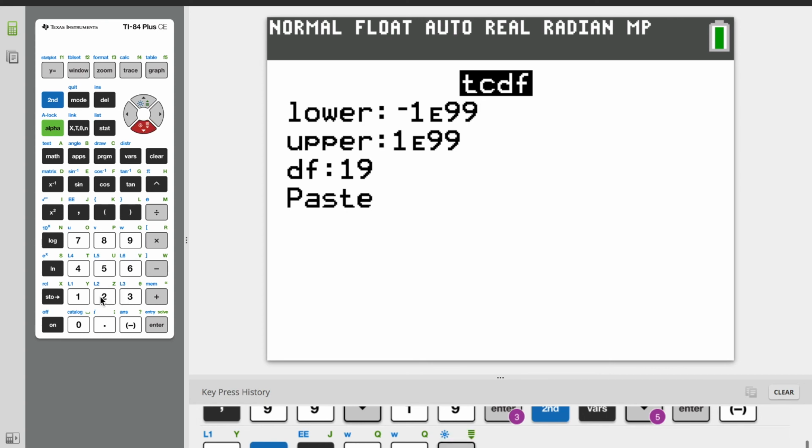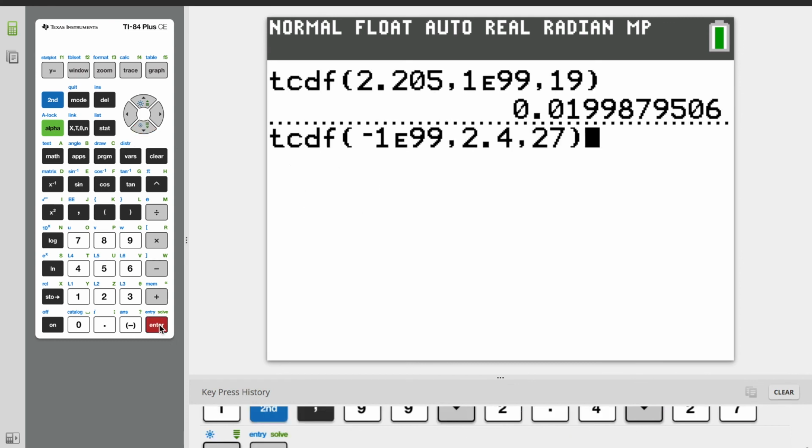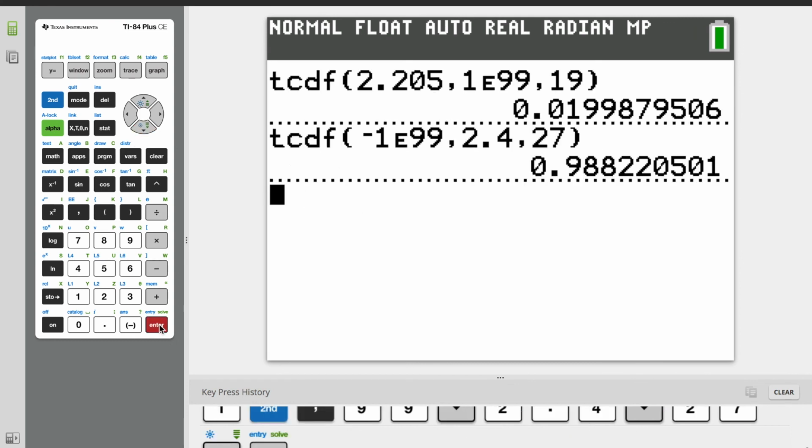So in our case, that's 2.4. And in our problem, we had degrees of freedom given to us as 27. And so again, you'll submit this to the calculator, and it will provide your probability.